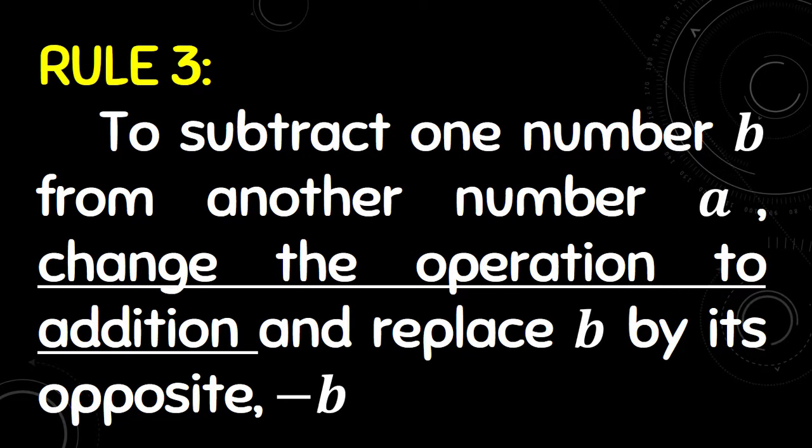Rule number 3. To subtract one number b from another number a, change the operation to addition and replace b by its opposite, negative b. Let us find out in our examples.